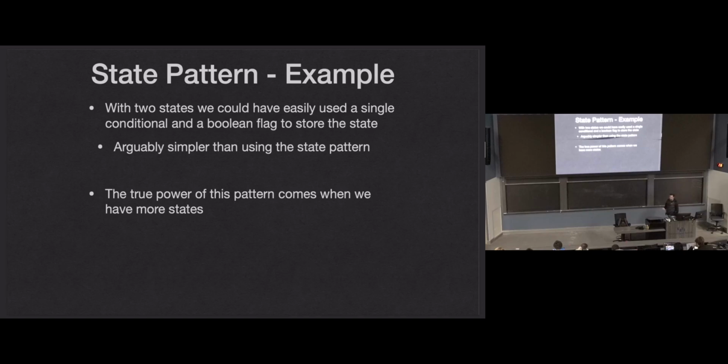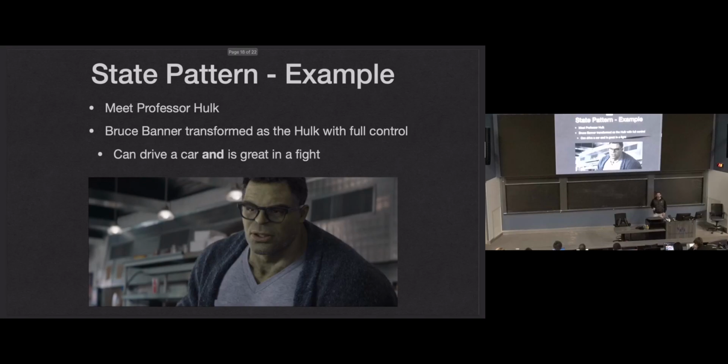Where we really get the power of the state pattern is when there's more states. So meet Professor Hulk. This is a third state that Bruce Banner can be in. This is when he's in his Hulk form, but he has full control. He has all of the scientific knowledge and ability as Dr. Banner, but he's great in a fight and has all the advantages of the Hulk, but without going crazy and not going out of control. This is a third state he can be in. Very different behavior from either of the other two.